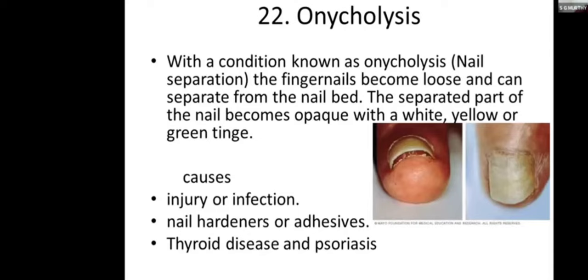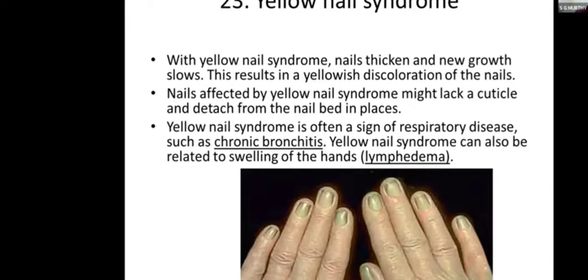What causes onycholysis? Injury or infection. Nail hardeners and adhesives, you know, on the nail there is so much nail art, they have started using artificial nails, for that they put some glue and so many things. That damages the nail. Thyroid diseases and psoriasis. Yellow nail syndrome.